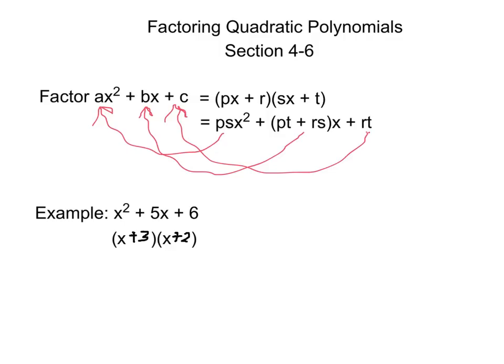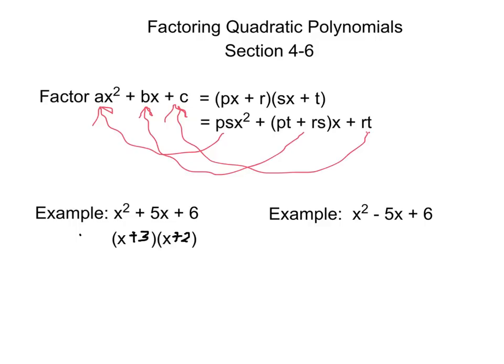And the beauty of factoring is the fact that we can always check our answer. If we FOIL x plus 3 times x plus 2 together, we should get x squared plus 5x plus 6. So we can always check our answers whenever we're factoring. All right, let's look at another example. Now I've got x squared minus 5x plus 6.